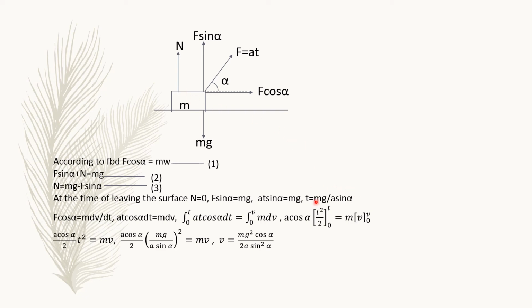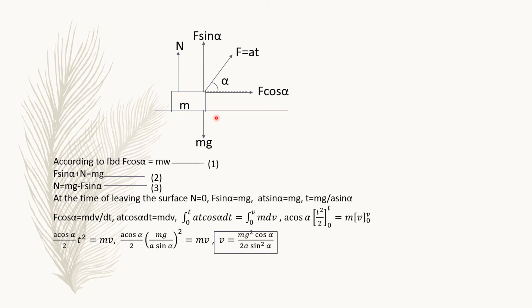So put this value of t in this equation. By putting this value of t, we get a cos alpha divided by 2, and in place of t, mg divided by a sin alpha whole square, is equal to mv. By cancelling m and a, the velocity we get is v equals mg square cos alpha divided by 2a sin square alpha. This is the velocity when this bar of mass m will leave the surface, or you can say the velocity of this bar at the time of breaking of the plane.